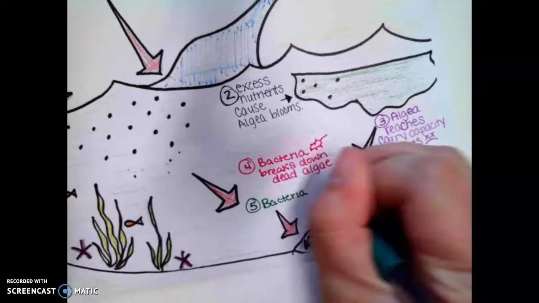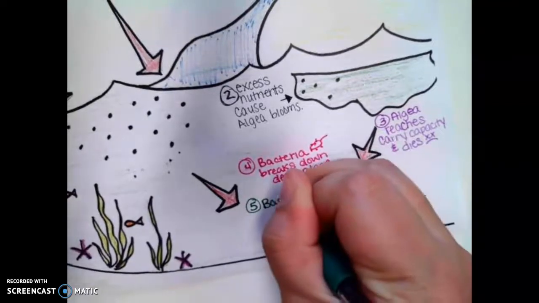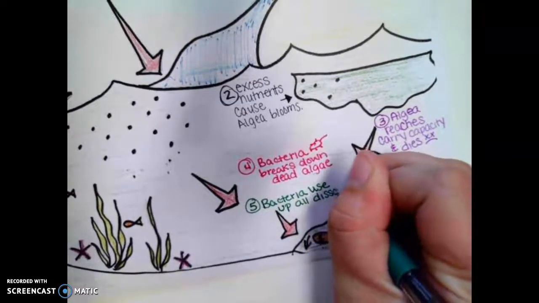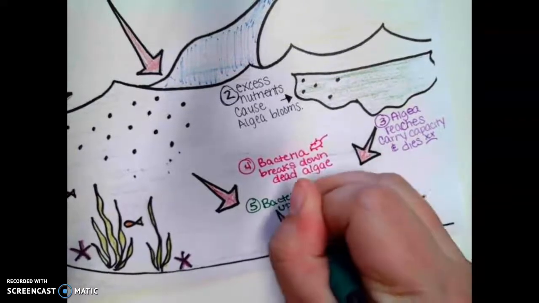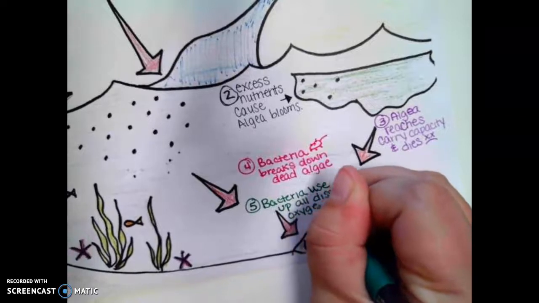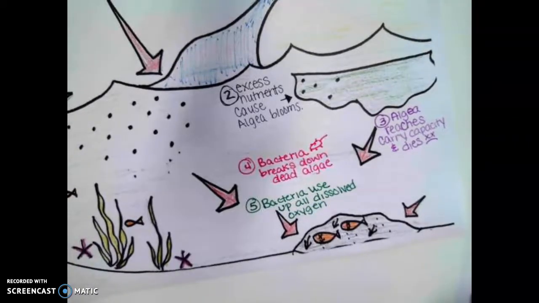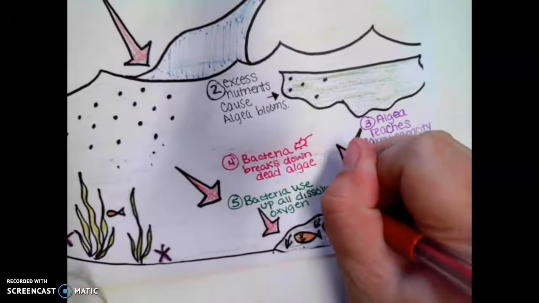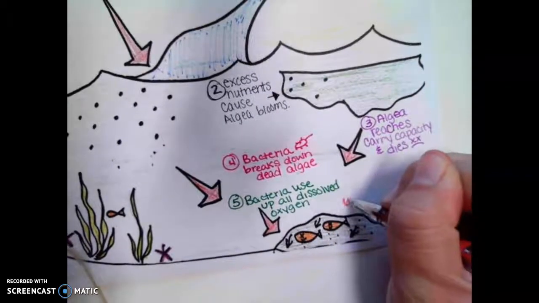Bacteria use up all dissolved oxygen. And when there's no oxygen in the system, our final step, number 6, everything dies. Get out my red pen for this because that's not good. Step number 6. Oh no, red pen, you better work.